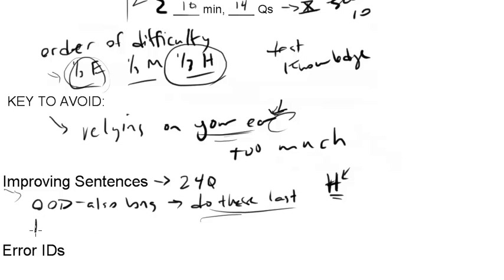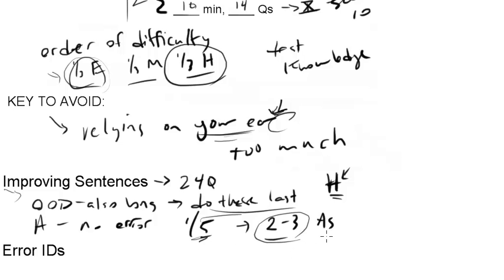One other tip is that choice A is no error. And you should expect to pick this 1/5 of the time, right? Because there are 5 choices, which translates for every improving sentences section, there'll be around 2 to 3 A's. Now, of course, this will vary. It could be less, it could be more, but this is where you're at. If you have 0 A's, you probably made a mistake. If you have 7 A's, you probably also made a mistake. So just keep all that in mind.